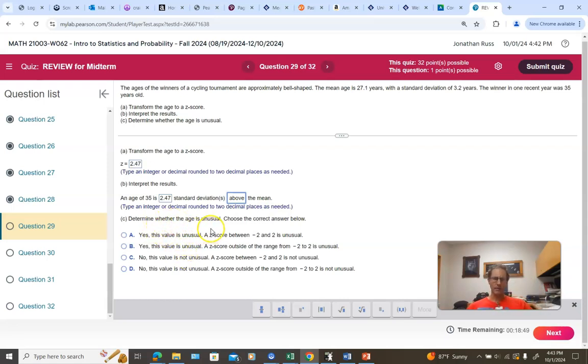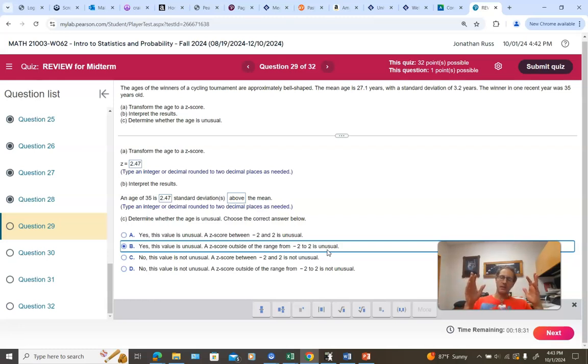And then determine whether the age is unusual. Yes, okay, it is unusual. It says this value is unusual. A z-score outside of the range from -2 to 2 is unusual, okay? Remember, that just means a score outside in the tails, beyond 2 standard deviations, either above or below the mean, is deemed to be unusual.